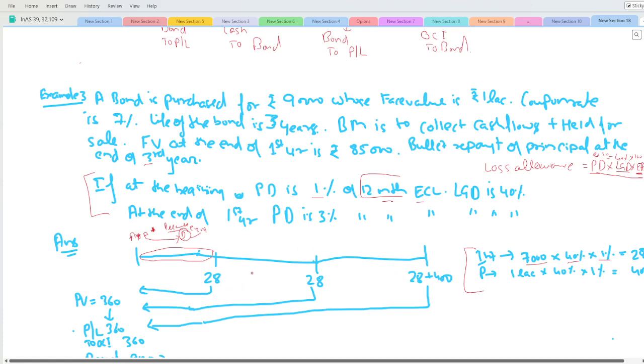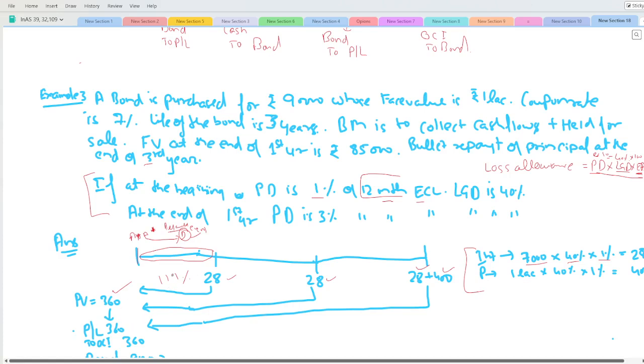So this 28 is your coupon, 28 is your coupon, 28 is your coupon, and the 400 is your principal amount, which you will not be able to recover. You need to discount this today itself because you are standing here at the inception, and you will discount it at the same effective interest rate, that is 11.1%. So it is coming to 360.